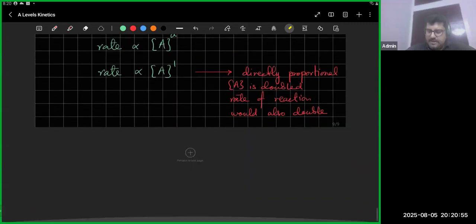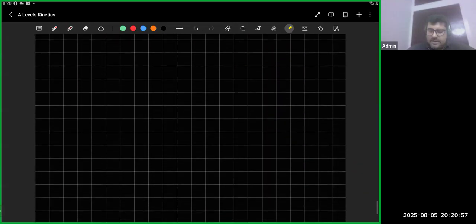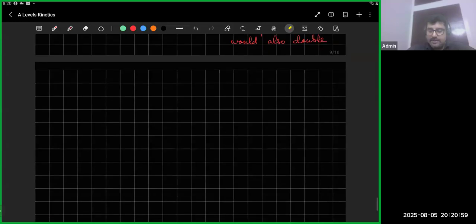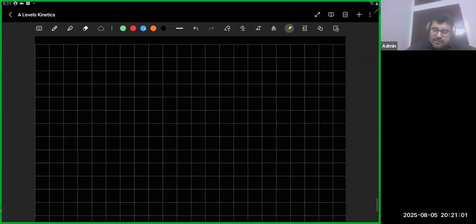Now, moving on, I'm going to make graphs for order one. There are a couple of graphs that you would be asked to identify. One is very simple, the direct proportionality graph. You keep on increasing the concentration of A. What happens to the rate of reaction?